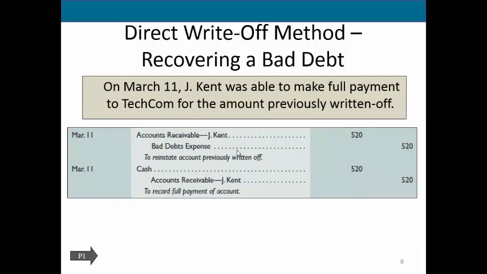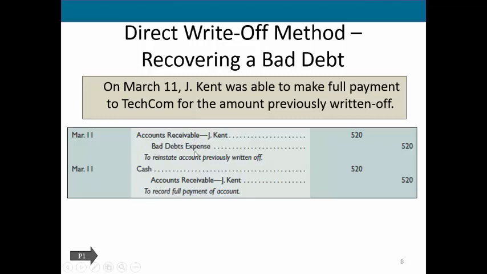So then what happens if for some reason this customer does decide to pay us? We need to reverse our previous entry where we wrote it off, and then we need to show the collection of that account receivable. So for some reason we thought we were not going to get this money, but then a month later they ended up paying us. So first we have to put that account receivable back on our books. We put it back on our books just like we record any receivable. We show that with a debit.